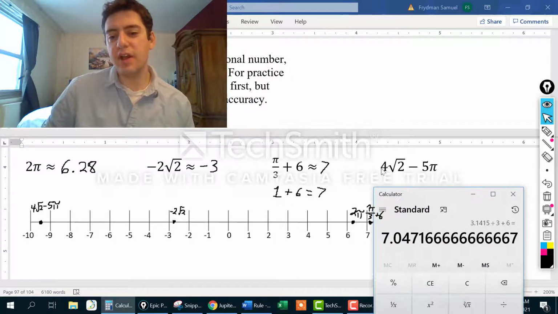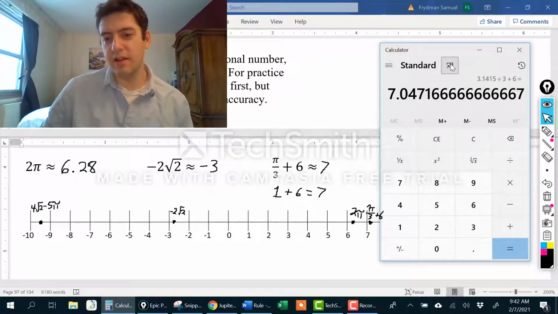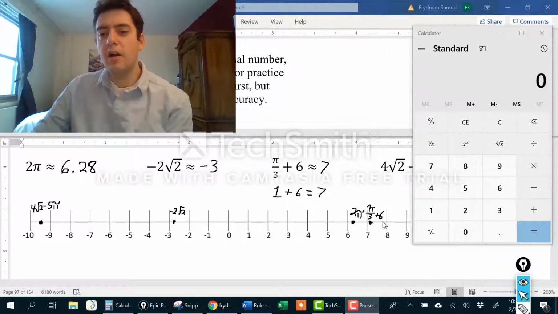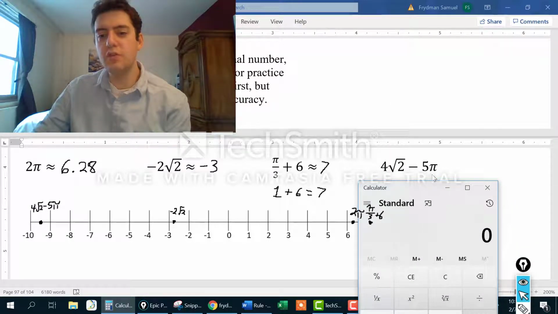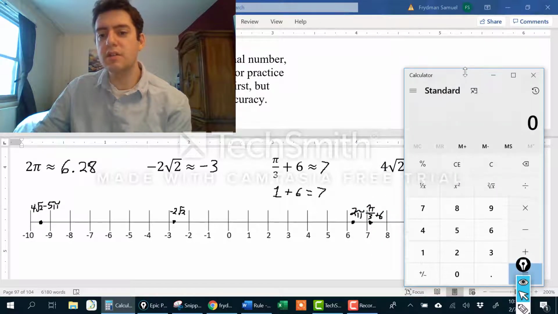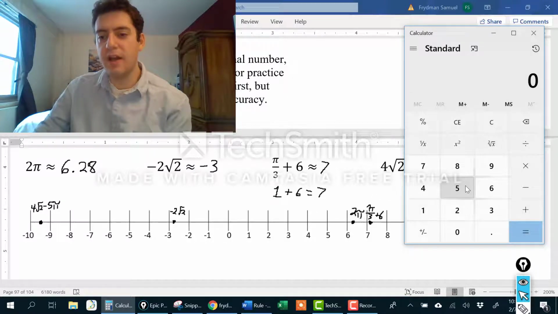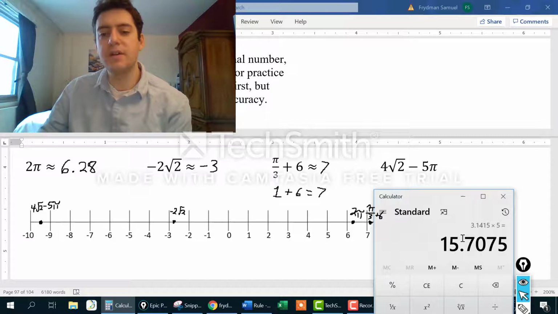And finally, we have 4 times the square root of 2 minus 5 pi. On this simple calculator, it's a little bit difficult to do an expression like this. So let's go ahead and do it in the calculator and see how good our approximation was. I'll do 5 pi. I don't have a pi button, so I'll just use 3.1415 for pi and then times 5. Even that itself is an approximation, but that's all right.